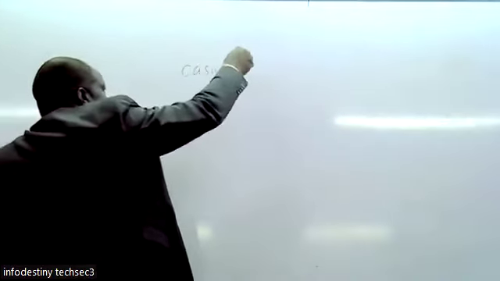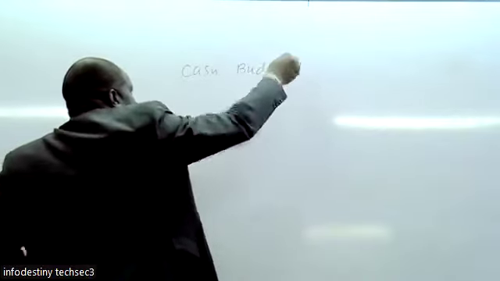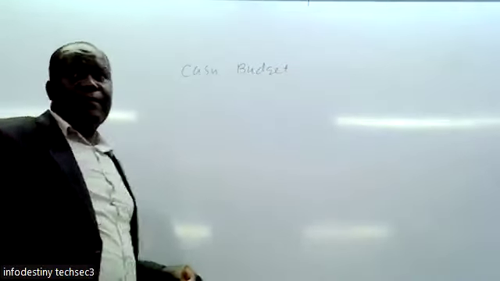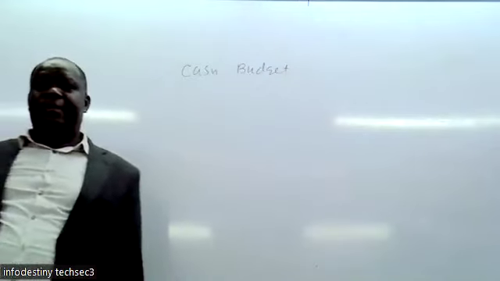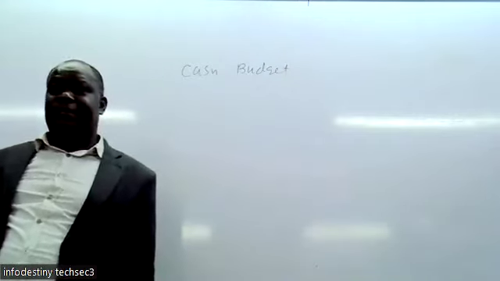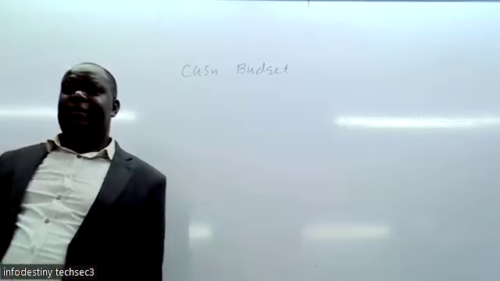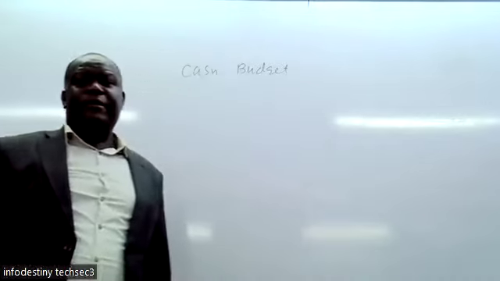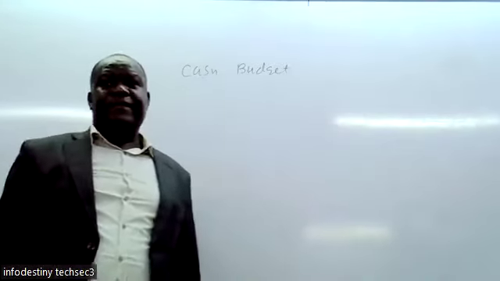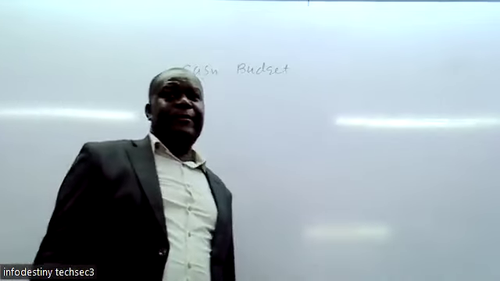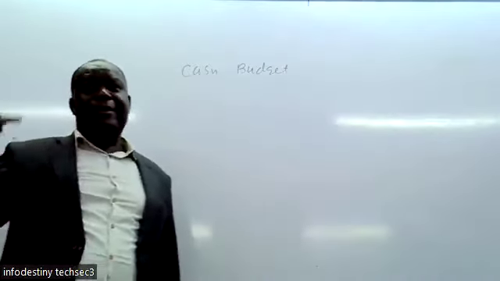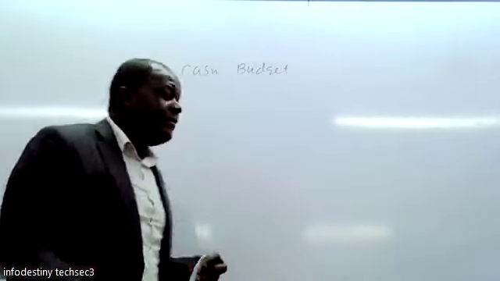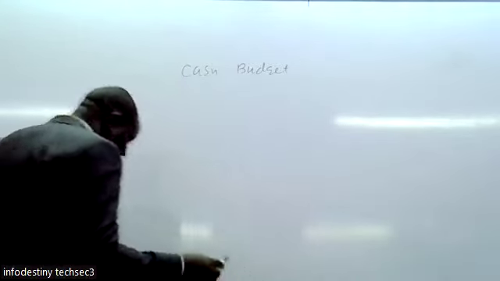So the cash budget is for how many months? Three months, because it ends in which month? If it ends in December and it is 3 months, so we start from which month? We start from October. So it is 3 months: October, November, and December.